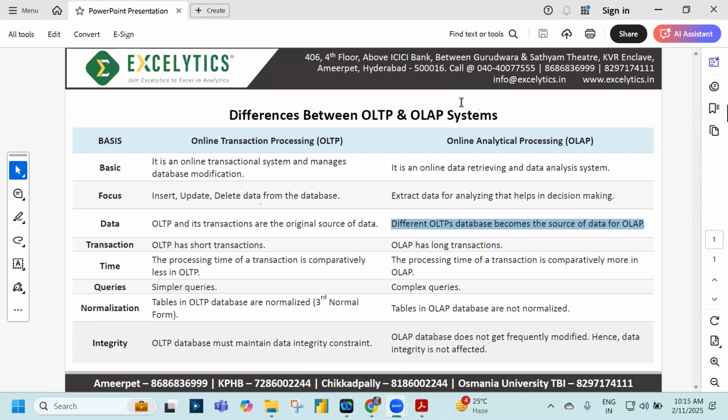So the job of these ETL developers is to get the different OLTP systems data, extract all the data from the different OLTPs, do the transformation. Transformation is nothing but getting the data into the required shape and then load the data into one data warehouse. Data warehouse is a central repository of all your different databases.